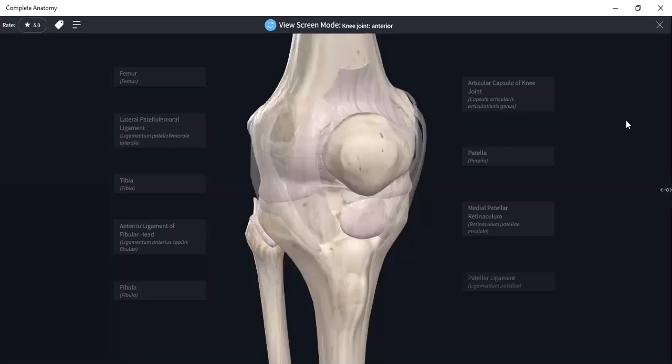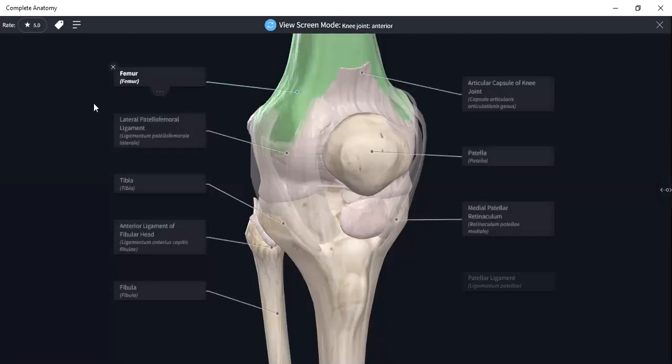For the second part of lab, we need to go over the knee joint. The knee joint is composed of 4 bones: the femur, the tibia, the fibula, and the patella.